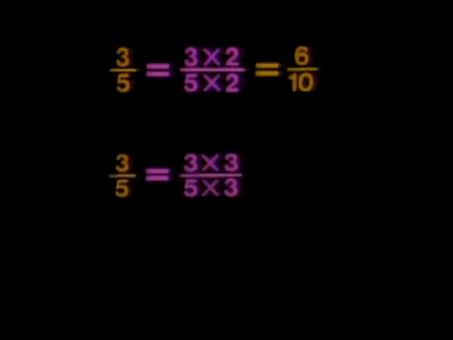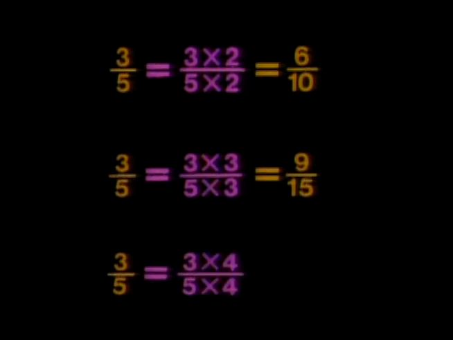Multiplying through by 3, we get 9/15. Multiplying through by 4, we get 12/20, and so on. Again, each new fraction is a new name for the original one, 3/5.